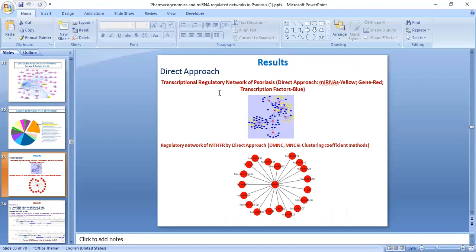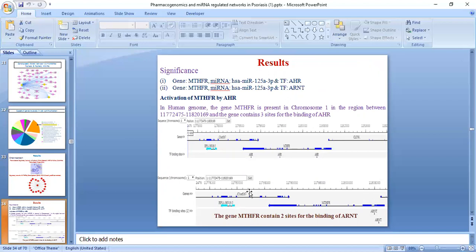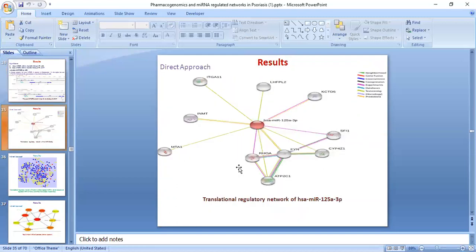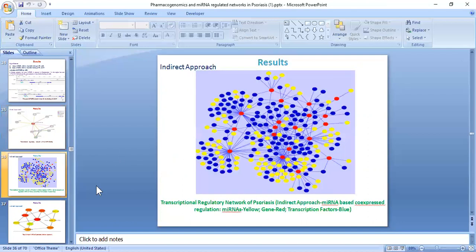And with respect to the direct approach, you have the constructed network, after applying the statistical algorithms. The MTHFR gene is the main network motif which triggers this network, and the activation is explained by the transcription factor binding. And here, as I told you, it's not only the transcriptional repression, it's also the translational direct approach. And this particular mRNA, 125A3B, is highly associated with psoriasis, but to be explored. But this is explored a lot in cancer. And it's the PI3K pathway, which I have discussed a lot in the final results.